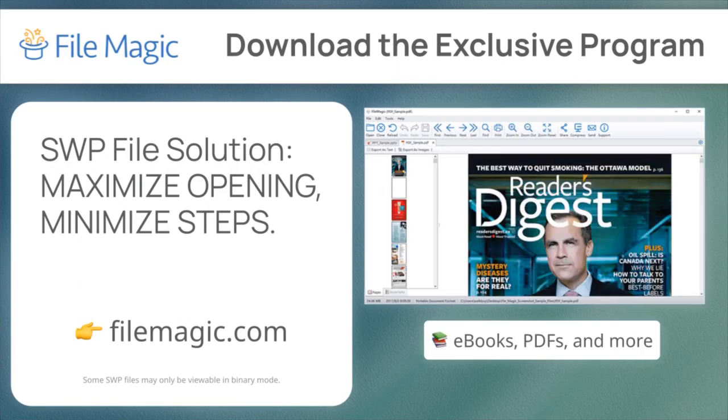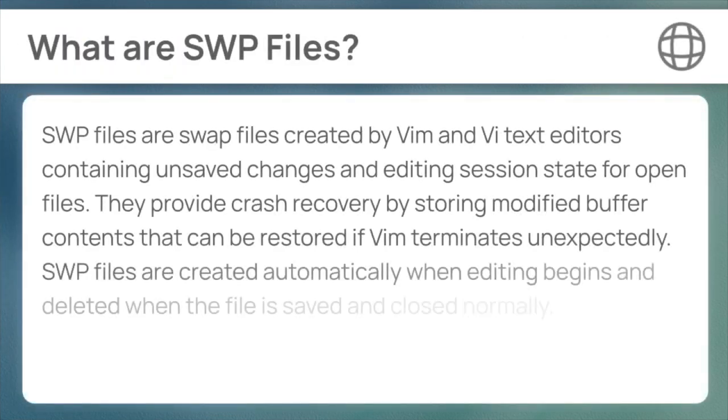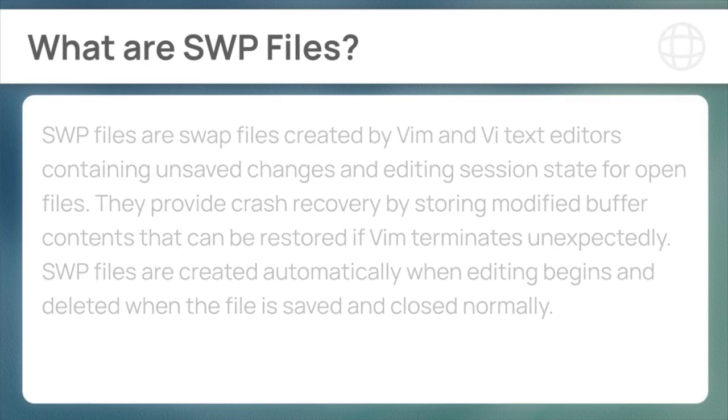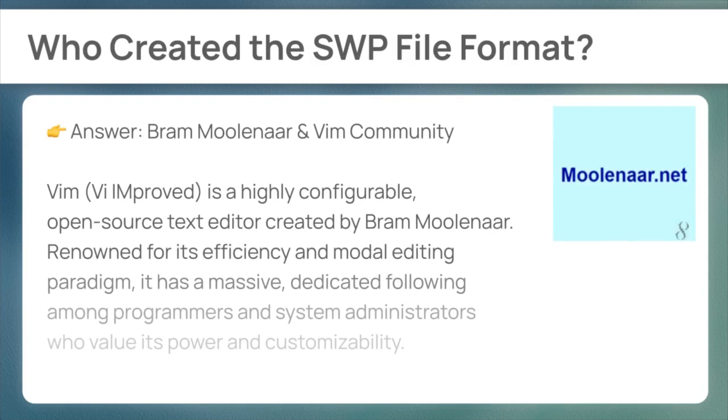SWP files are swap files created by Vim and Vi text editors containing unsaved changes and editing session state for open files. They provide crash recovery by storing modified buffer contents that can be restored if Vim terminates unexpectedly. SWP files are created automatically when editing begins and deleted when the file is saved and closed normally.